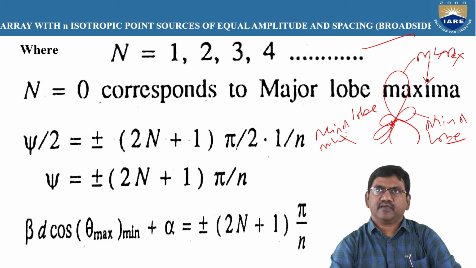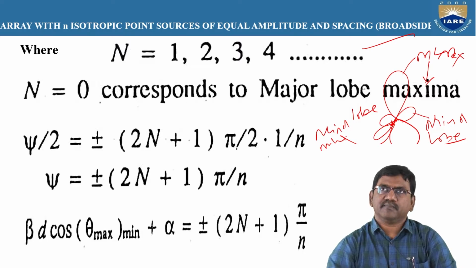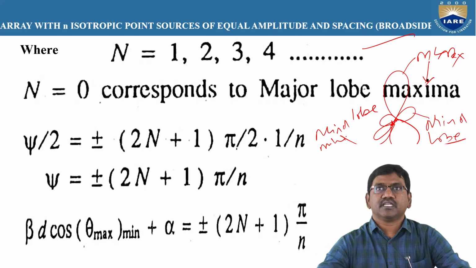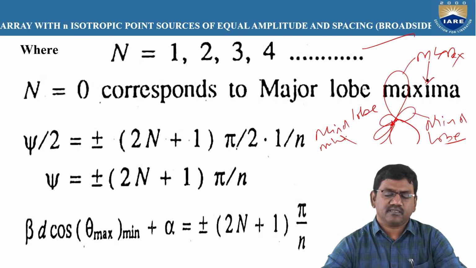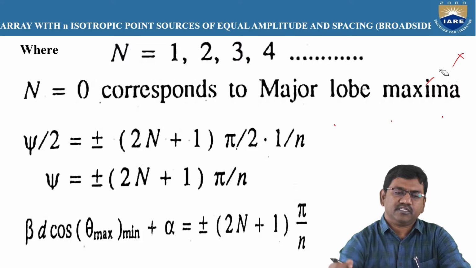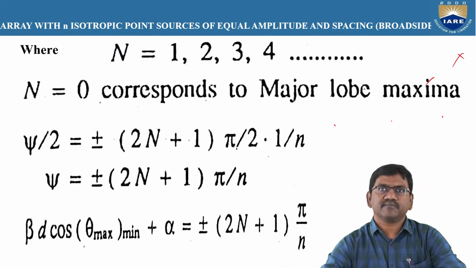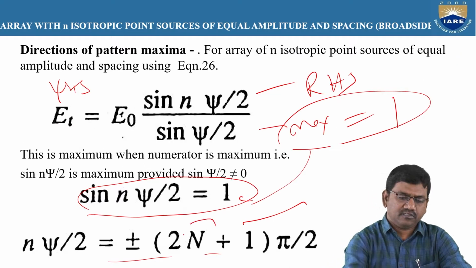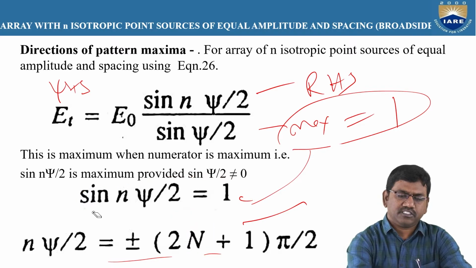So like this, you need to identify 4 parameters: major lobe maxima and major lobe minima, minor lobe maxima and minor lobe minima, to draw the radiation pattern. What we need to do is, first take the electric field strength expression and find out the maximum value by equating the sine value equal to 1. Then find out the solution from the trigonometric solution for the above expression. Now let us assume n is equal to 0 corresponds to the major lobe maxima, so substitute n is equal to 0 in this expression.